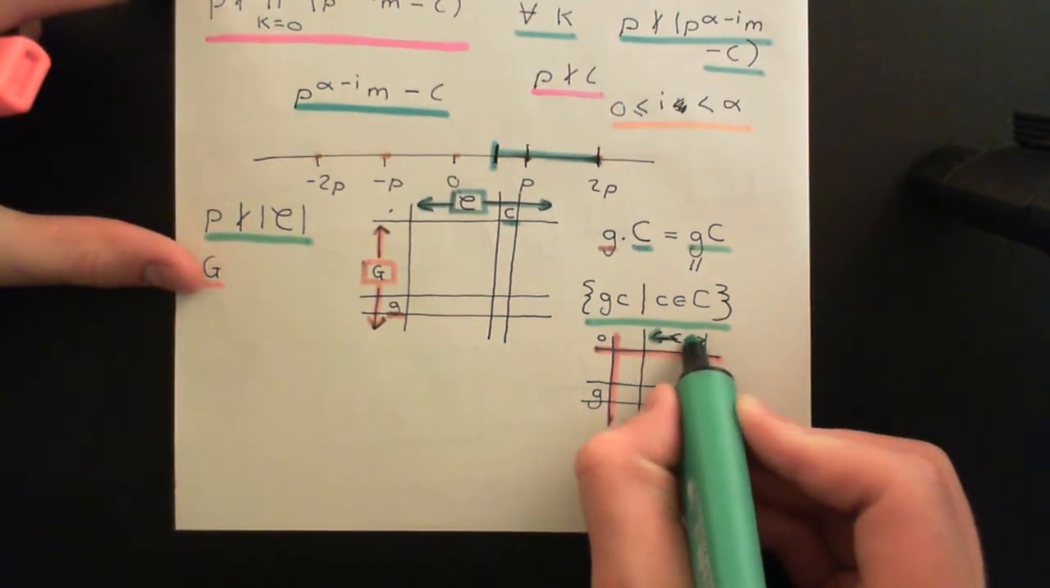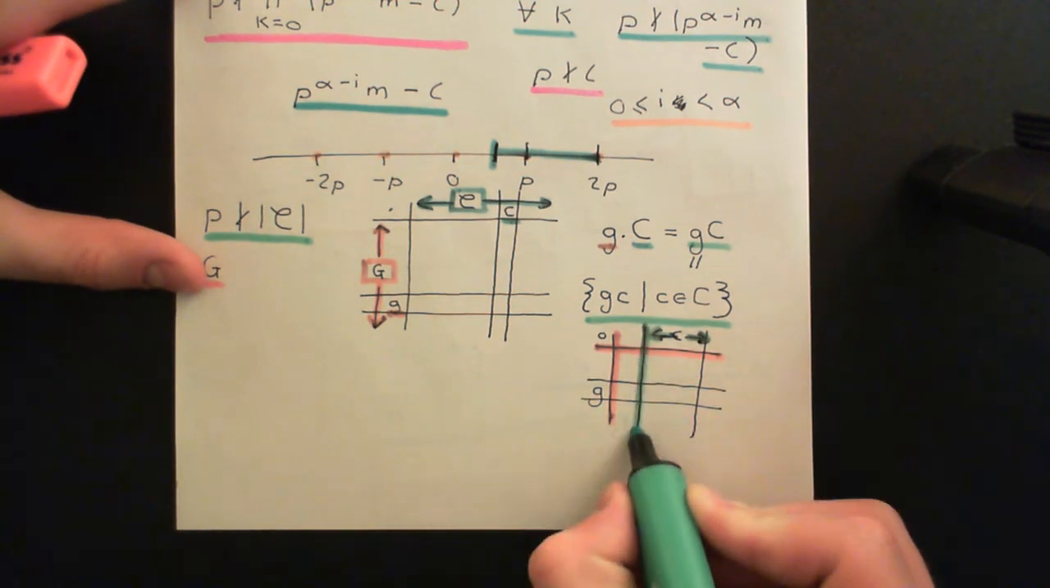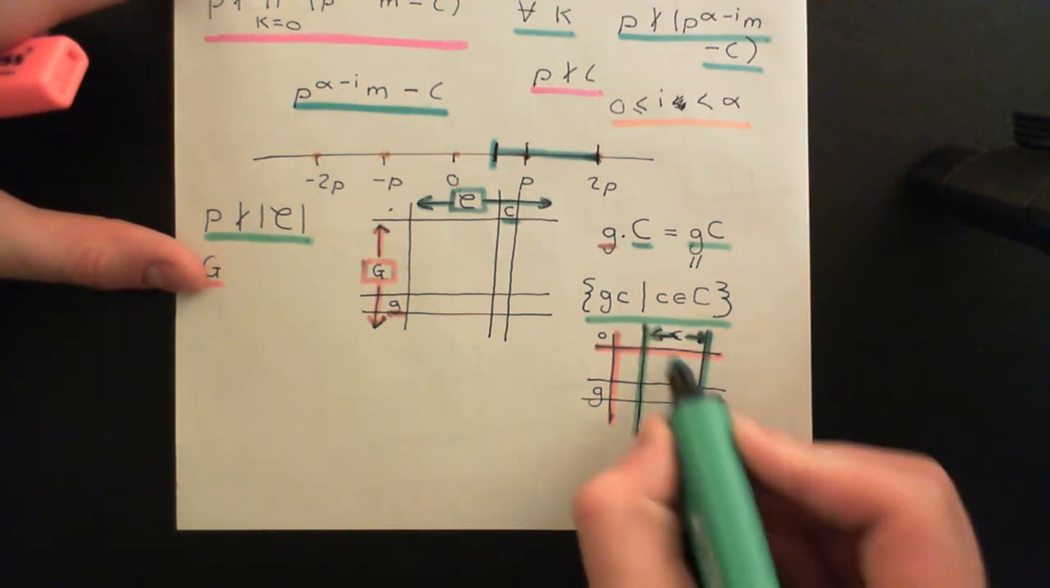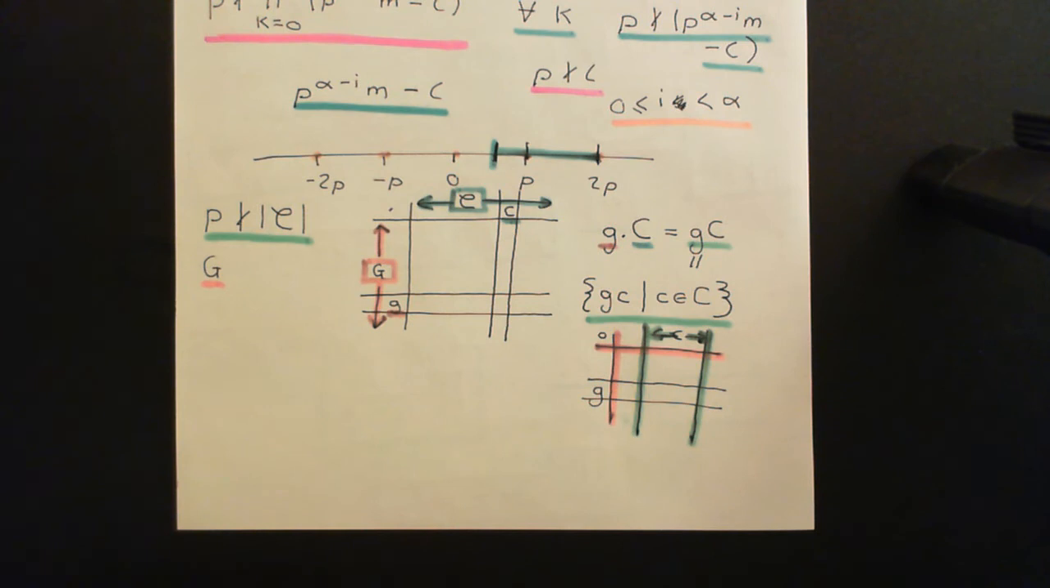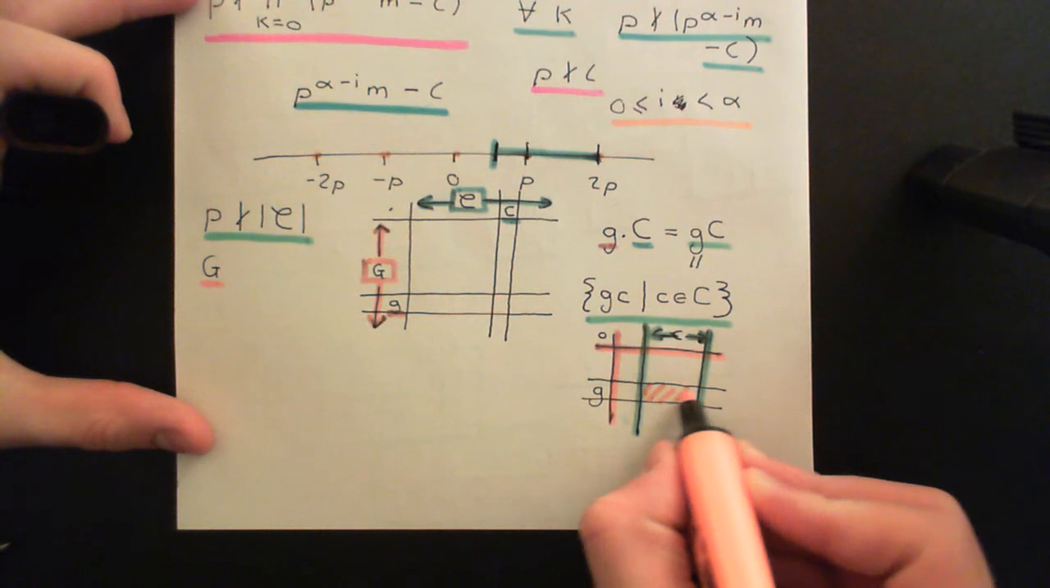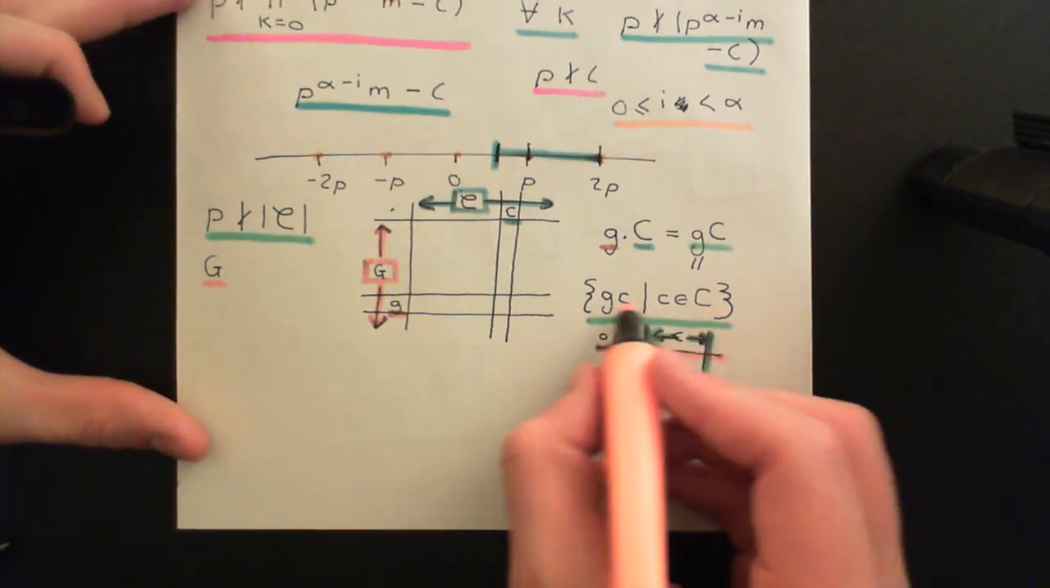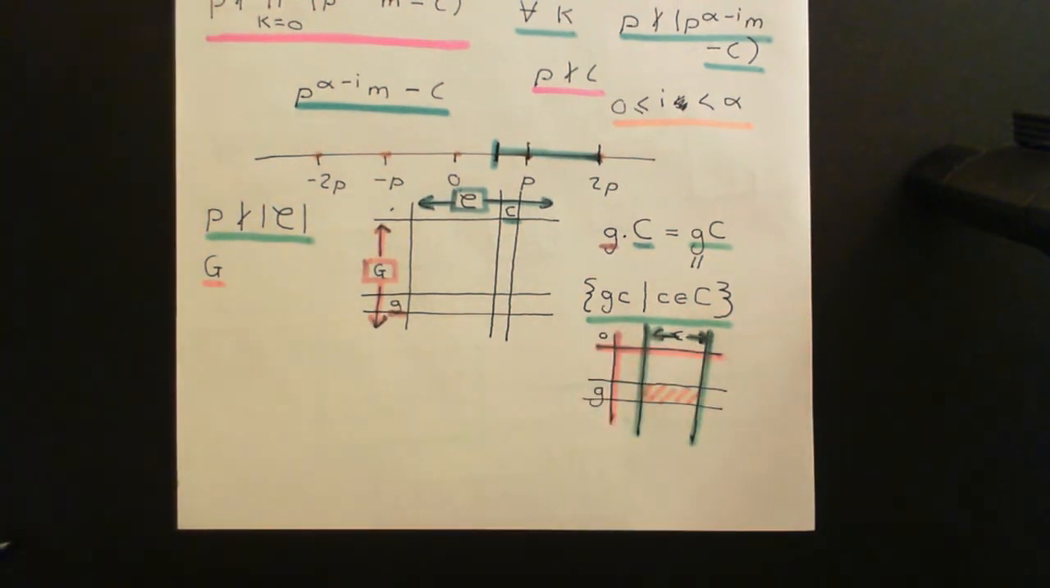Okay, so I'll colour it in green here. What we're doing then is multiplying all of these elements of the subset capital C by little g on the left, and effectively we're looking at this sub-portion of the row corresponding to little g here. That's going to be our new set that we're creating here.